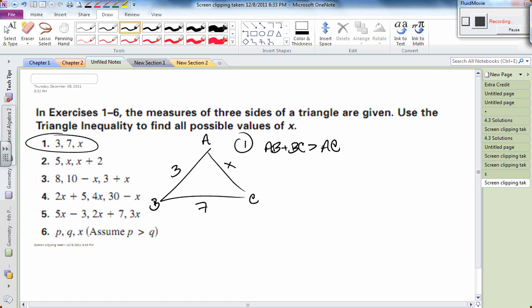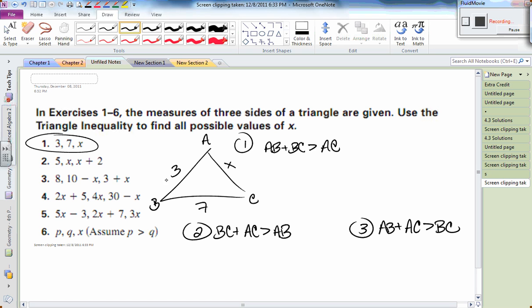That's one possible scenario. The second would be the sum BC plus AC has to be greater than AB. And the third and final would be AB plus AC has to be greater than BC. So if you look here, we have sides AC, AB, and BC. We've taken into account all possible scenarios.